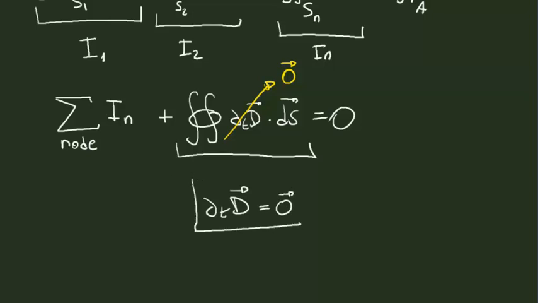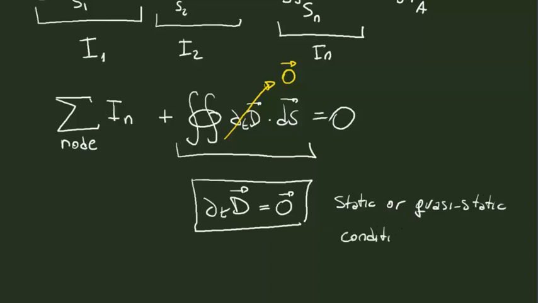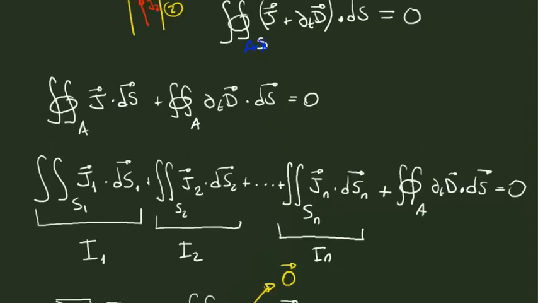And we know we only get this under static or quasi-static conditions. Only under static or quasi-static conditions we can safely assume that there are no displacement currents, so the dt equals 0, and then Kirchhoff current law is valid.